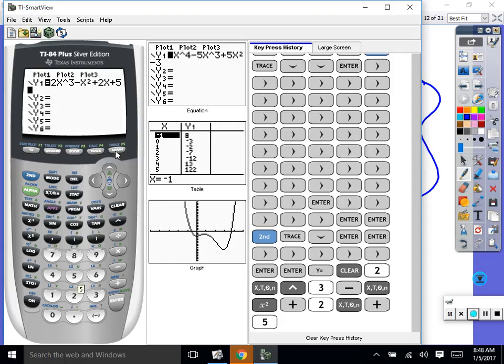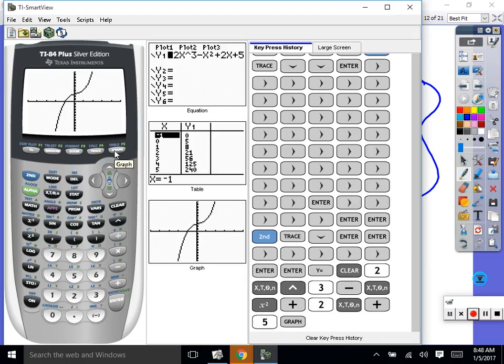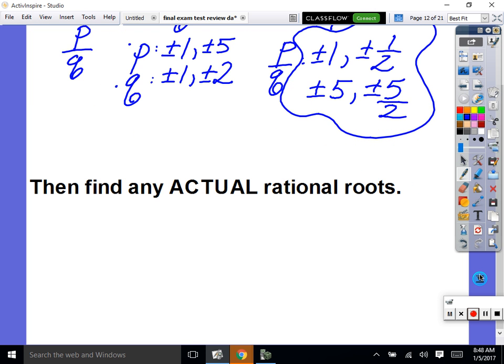Okay, we hit graph. So looking at it, we're using a cheat. We're pretty much cheating here. We look and say, where does it look like it's crossing the x-axis? -1. So that's the first one we're going to test out. Correct, everybody? So it looks like the actual rational root will be -1, but we have to make sure. We're going to test -1 first.